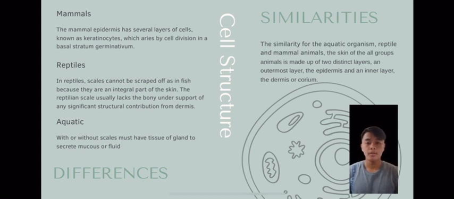For the mammal, the epidermis has several layers of cells known as keratinocytes, which are produced by cell division in the basal stratum germinativum.